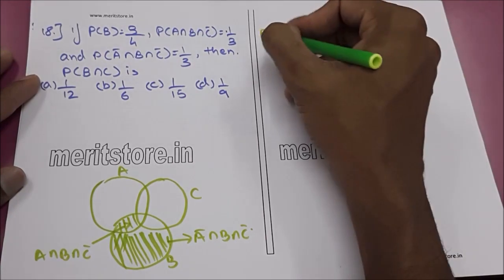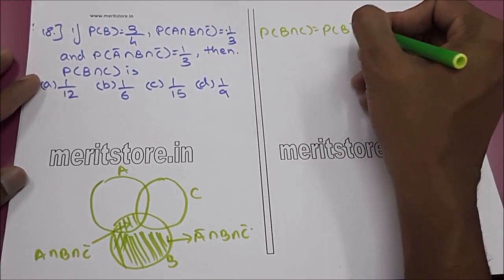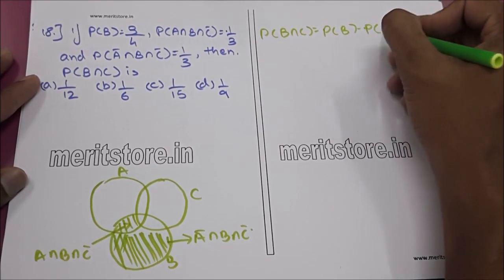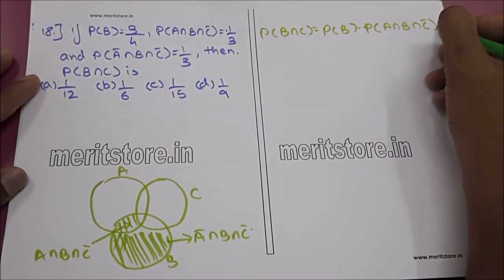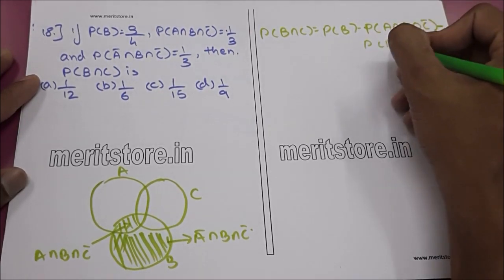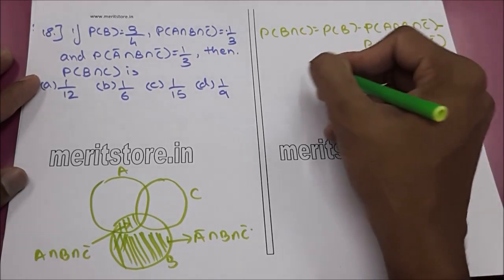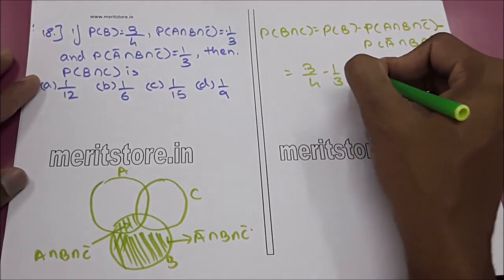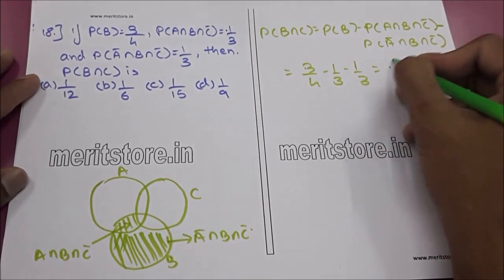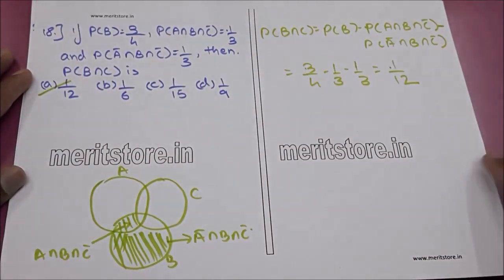So the probability of B intersection C can be written as probability of B minus probability of A intersection B intersection C bar minus probability of A bar intersection B intersection C bar, which is equal to, we substitute the values, 3 by 4 minus 1 by 3 minus 1 by 3. We solve this, we get 1 by 12, which is our option A. Option A is the correct answer.